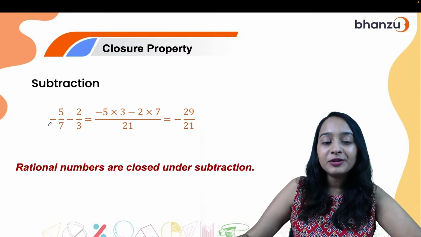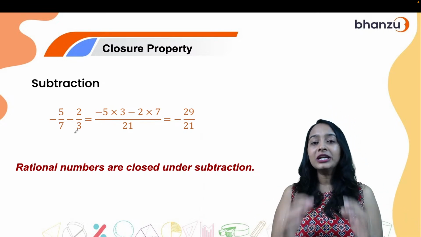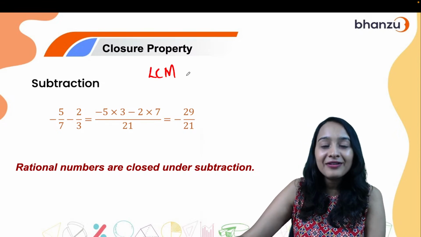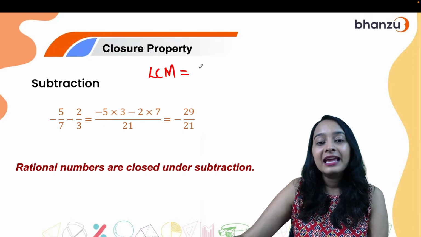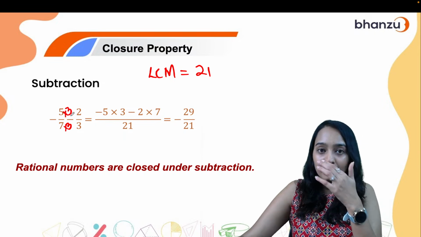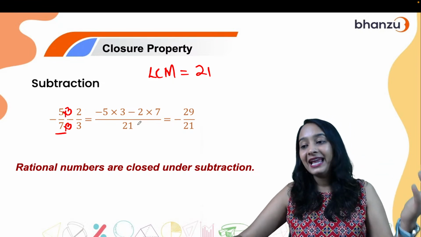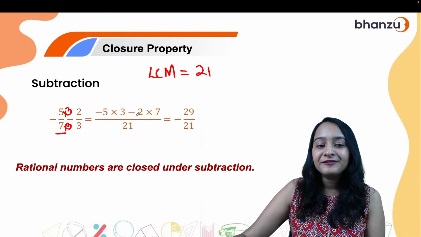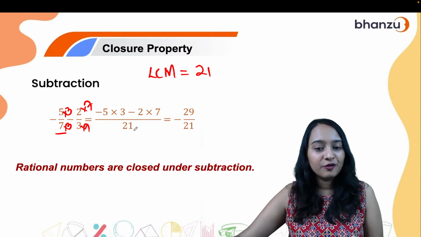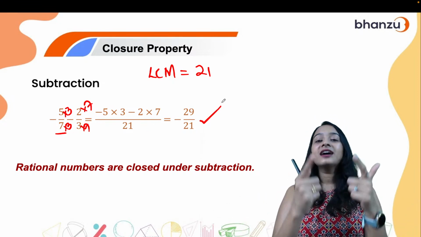Yes. So, we are subtracting minus 5 by 7 minus 2 by 3. The funda is the same. You're going to take the LCM of the denominators. So, the LCM of 7 and 3 is 21. So, you multiply the numerator here with 3 and the denominator also with 3. Why? Because we want to make the denominators 21 because that's the LCM. So here you have minus 15, and here you will multiply with 7, minus 15 minus 14. So the answer is again minus 29 by 21, which is again a rational number.